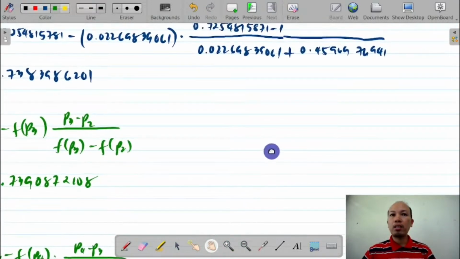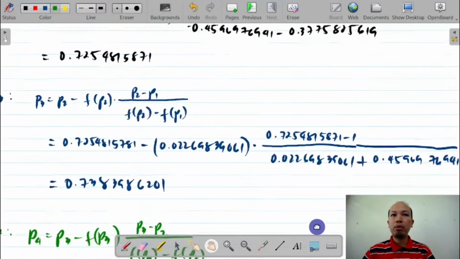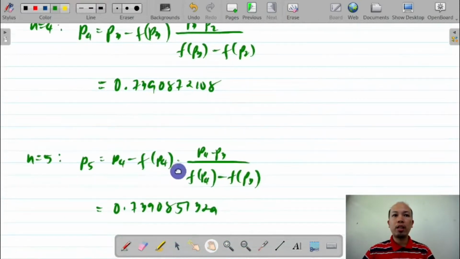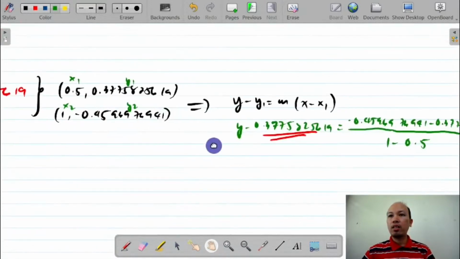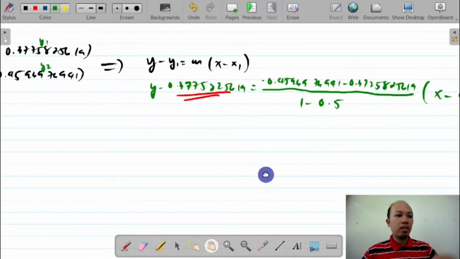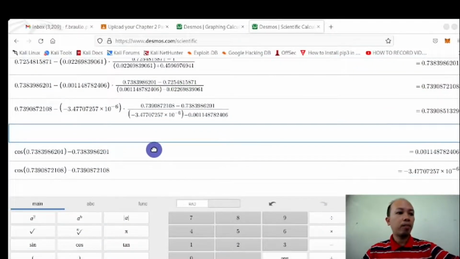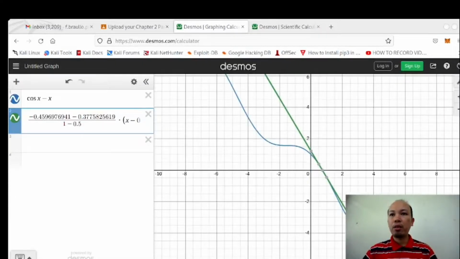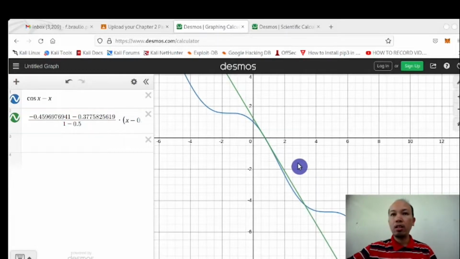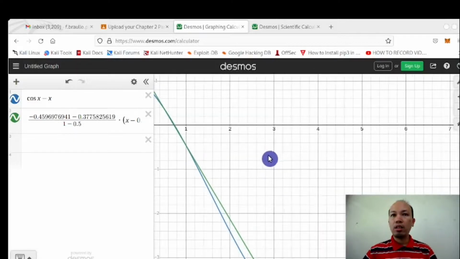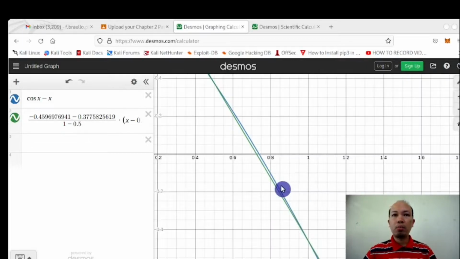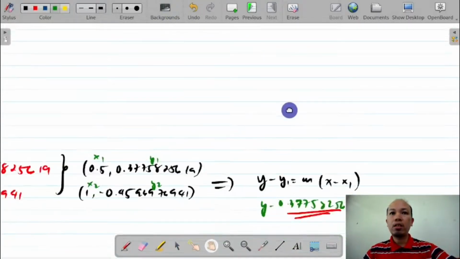And I'm also going to ask in the Edpuzzle the second line for n is equal to 3, n is equal to 4 and n is equal to 5, just like this one here, so that you will see in the Desmos graphing calculator the graph of those lines, and you will see that it will really converge to the root. What's that? 0.73. Where's that one?